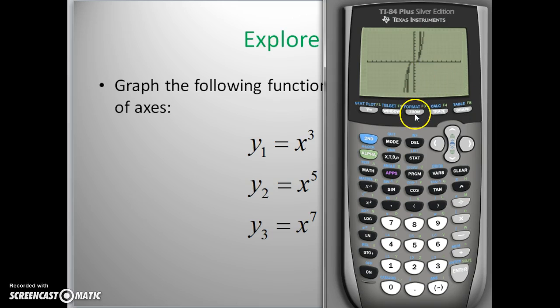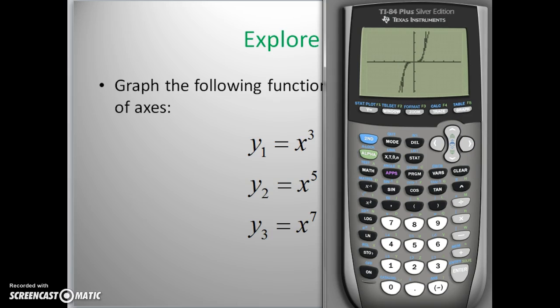So it's kind of hard to see, so I'm going to zoom in a little bit. I'm going to choose zoom 4. There's x to the third, x to the fifth, and x to the seventh. So you can see they're very, very similar in shape, and even as we get close to the origin, they're very, very close together. The values of the functions are very close.